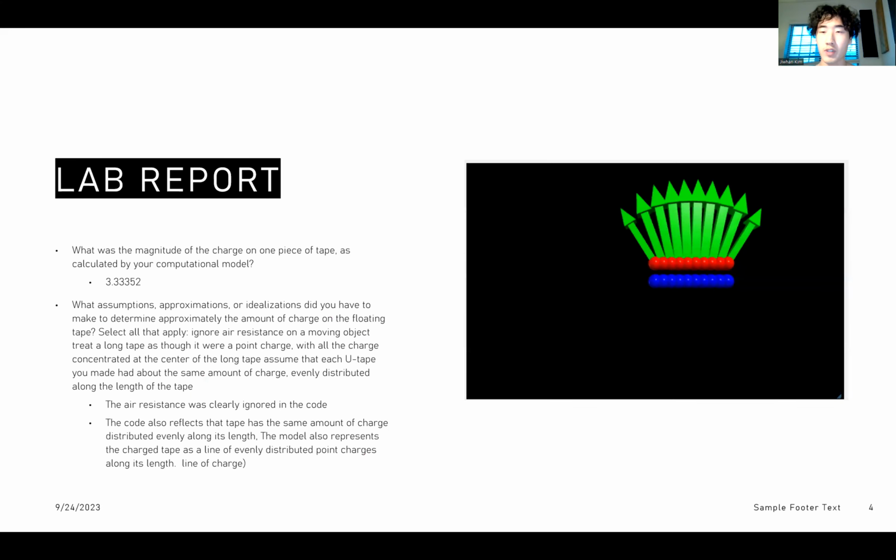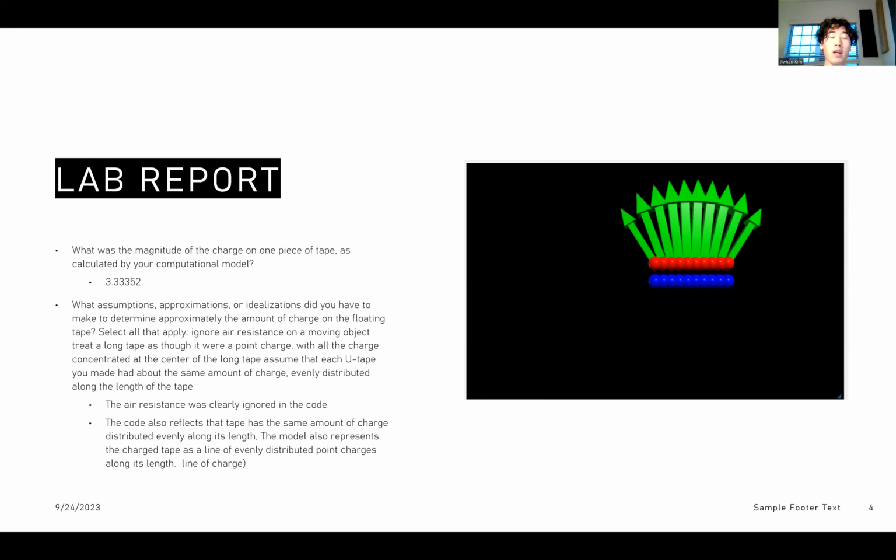And as a lab report result, this is the last graphic that I got. I had to scale to a very, very small number to make it show properly. The magnitude of the charge on one piece of tape as calculated in my computational model was 3.33352.